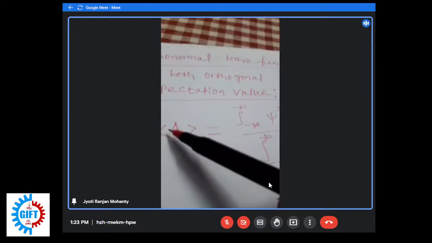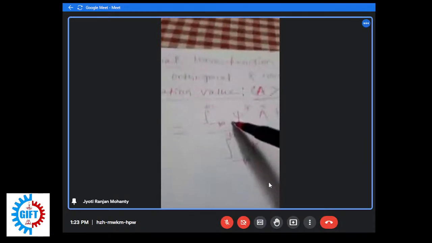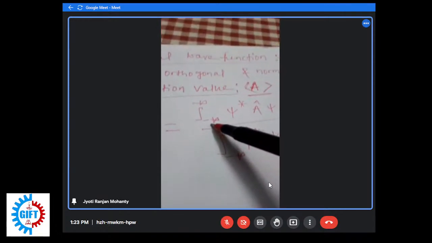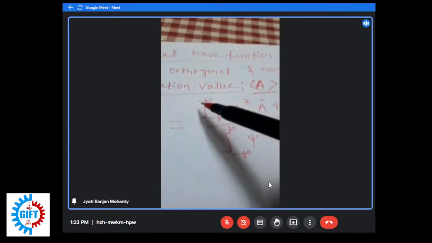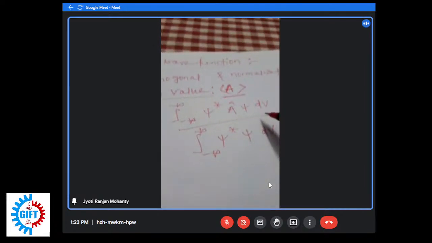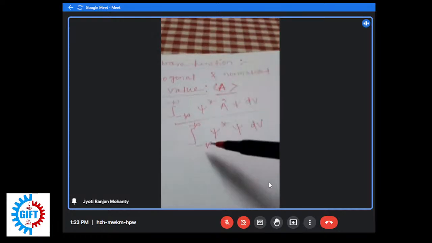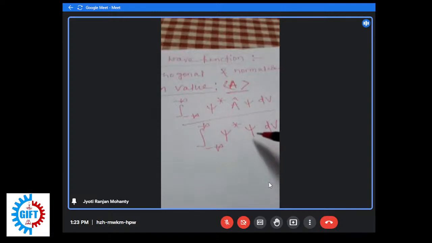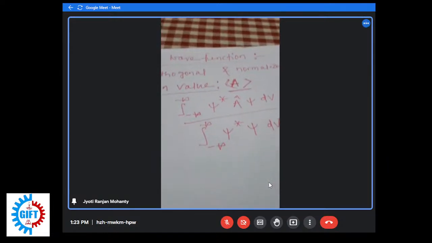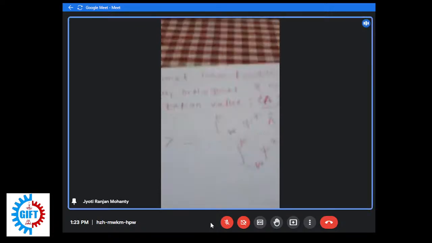If you want to determine the expectation value of physical quantity A, it will be the integration from minus infinity to plus infinity of psi star A cap psi into dV, divided by the integration from minus infinity to plus infinity of psi star into psi into dV. What is your A cap here? Who can say? A cap is the operator.